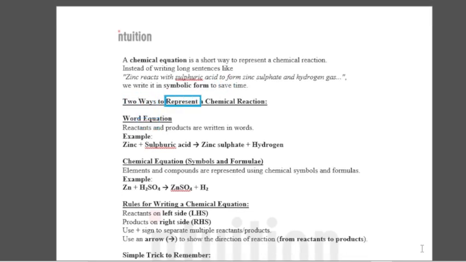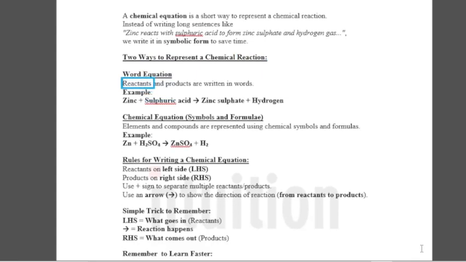Two ways to represent a chemical reaction. Word equation: reactants and products are written in words. Example: zinc plus sulfuric acid gives zinc sulfate plus hydrogen. Chemical equation: symbols and formulae. Elements and compounds are represented using chemical symbols and formulas. Example: Zn plus H2SO4 gives ZnSO4 plus H2.